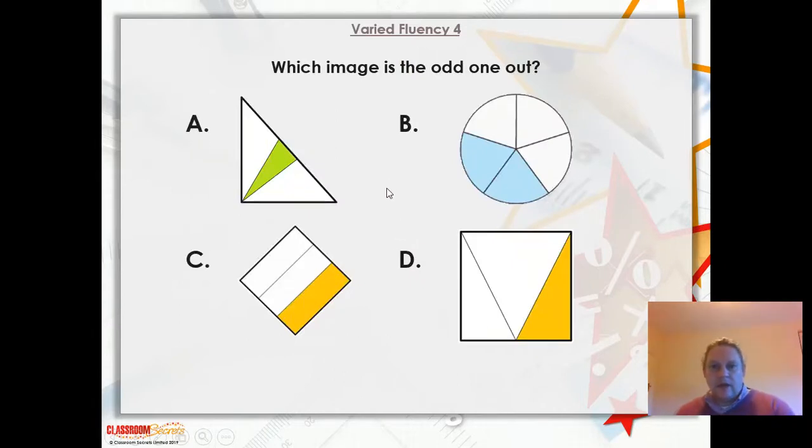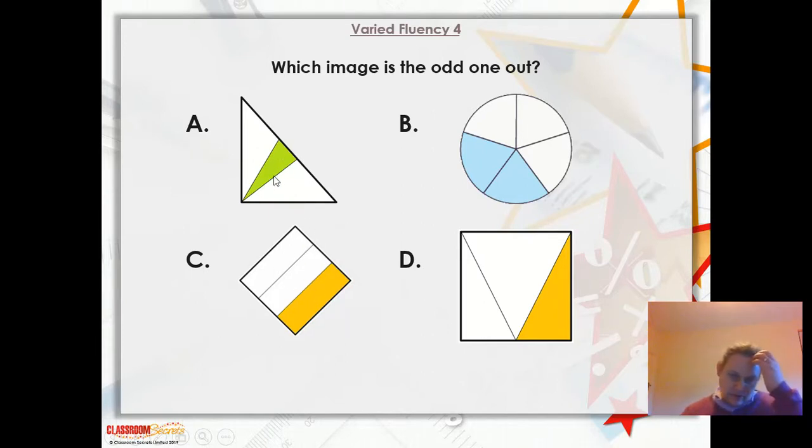Which image is the odd one out? Let's see, which is the odd one out? We've got A has been divided into unequal parts, and one of those parts has been shaded, so it's not thirds. B has been divided into 1, 2, 3, 4, 5 equal parts, 2 of those parts being shaded. Okay. C has been divided into 1, 2, 3 equal parts. One of those parts has been shaded. Okay, so that's an actual third. That's the first third we've actually found so far.